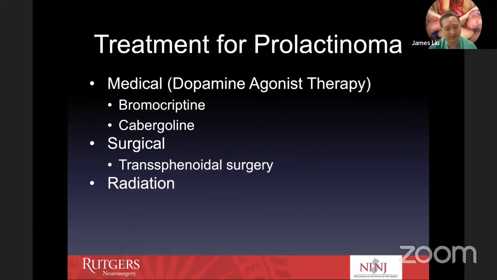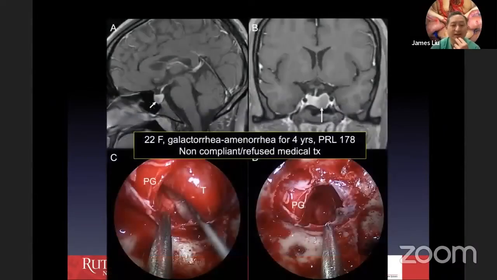And then we reserve surgery if it's refractory to medical therapy, and sometimes you could do radiation. In some cases, we will do surgery as a curative option, the way we think about Cushing's disease. So this is a 22-year-old female who had galactorrhea and amenorrhea, and the prolactin level is 178. She was non-compliant to medical therapy. She actually refused medical therapy.